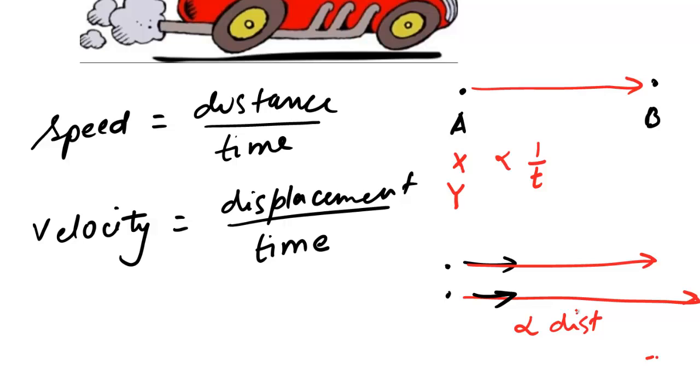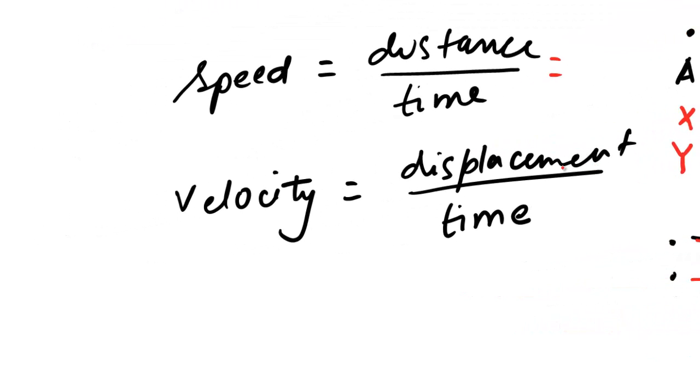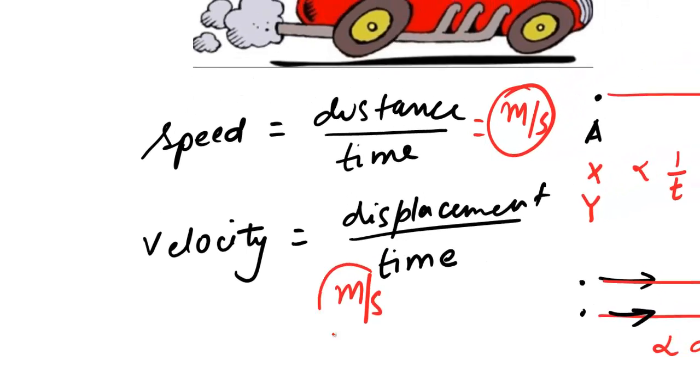As it turns out, speed comes out to be distance over time, velocity comes out to be displacement over time. So units will be, distance and displacement both will be measured in meters. This will be meters per second, and this would also come out to be meters per second.